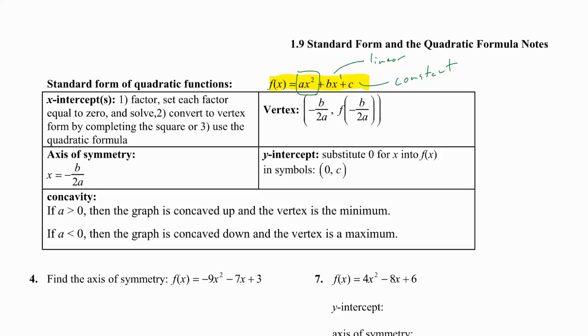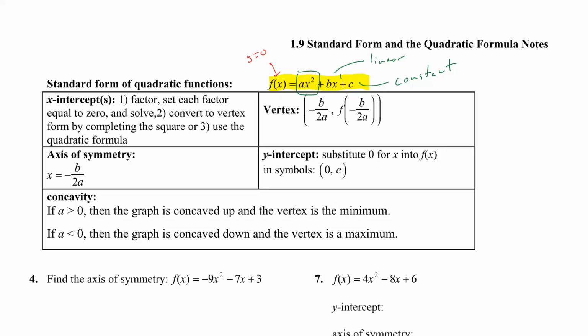But the first one doesn't always work. We can't factor every problem. Converting to vertex format by completing the square, there's a lot of steps to that. But really the way that works all the time that we can use is using the quadratic formula. So again, if we just set the y value there, that y equals 0, if we set that equal to 0, we should be able to use the quadratic formula to find the x-intercepts if there are any.